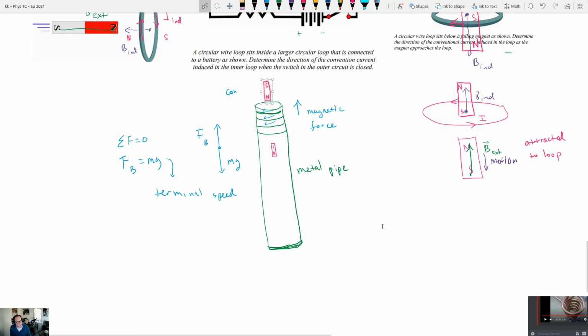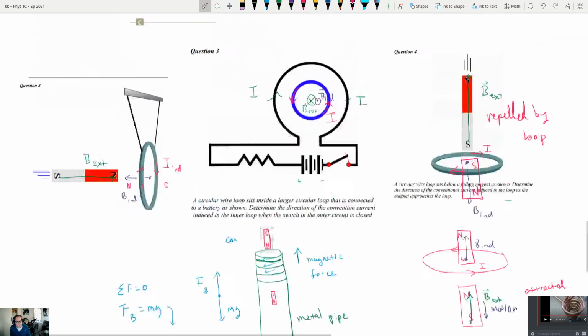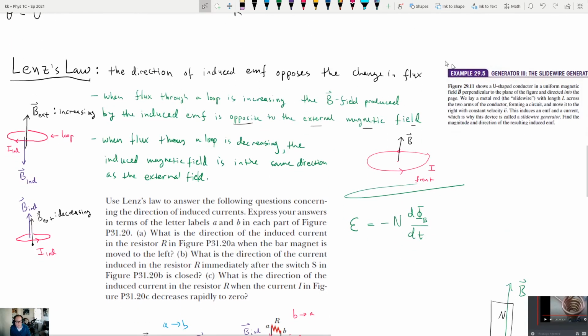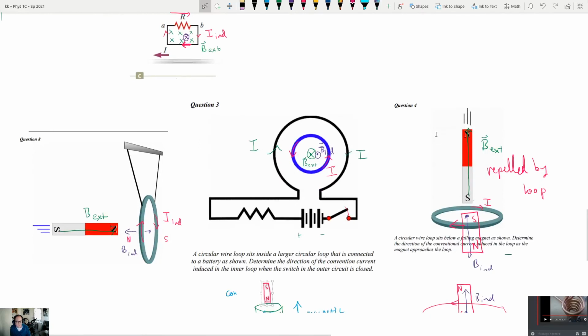But can you see how that would violate energy conservation? It just would, because it wouldn't make any sense that you would just be getting energy for free. And so that's why I say that Lenz's law is really a consequence of energy conservation, at the end of the day. It's like magnetic field conservation or something like that.